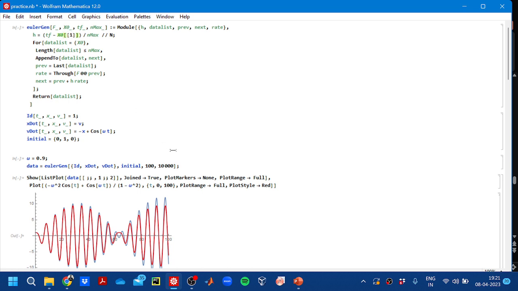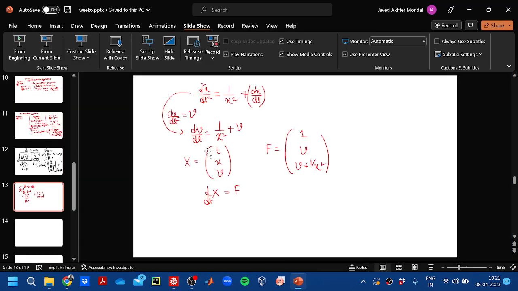If you are writing this in a different way, like here we are writing x as (t, x, v), then if you write x in some other way, our h will be t final minus the initial condition, and we should take the third element because that is our initial time, and we should divide it by the number of steps, so n max or whatever the notation is.